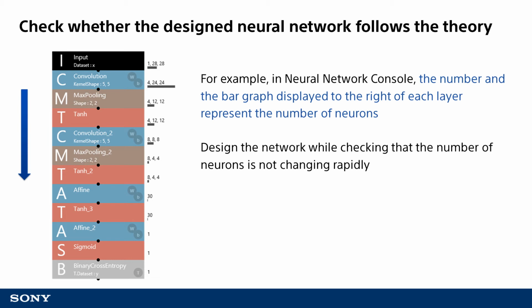When designing a neural network, you can decrease excess trial and error by checking whether this type of theory is being followed at the design stage. For example, in the case of the neural network console, the number of neurons in each layer is displayed to the right of each function in this manner at the neural network design stage. This graph is similar in shape to the figure I showed earlier. You can check whether or not the theory is being followed by checking whether or not the configuration is such that the number of neurons increases immediately after input, then gradually decreases.